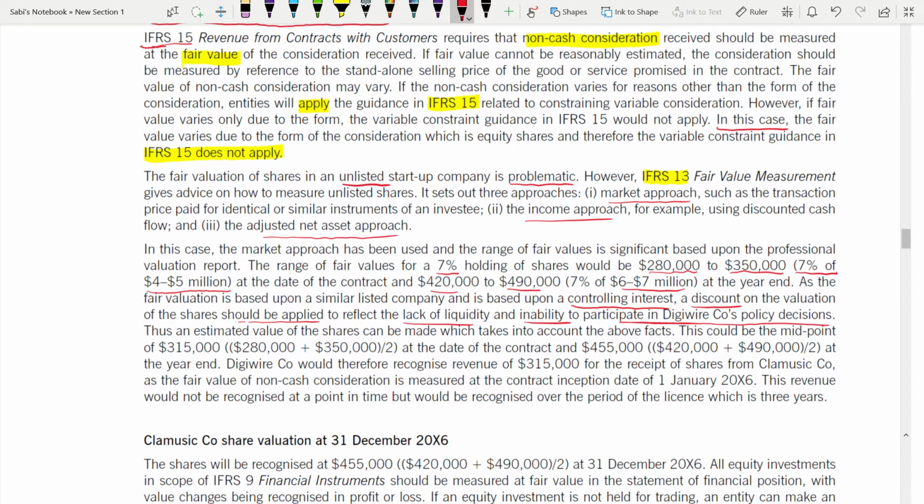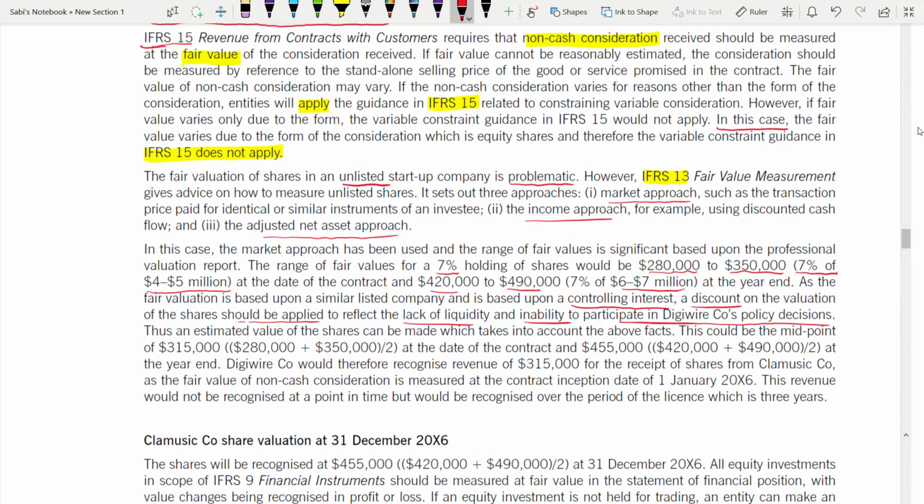This is your professional judgment. You will be marked for this, right? It could be anything. You could even take a lower amount also. It says 280 to 350. You can just take 280,000, the lower one, or you can take the midpoint. So these are your professional judgment. It could be anything. Okay, so here they have told this could be the midpoint.